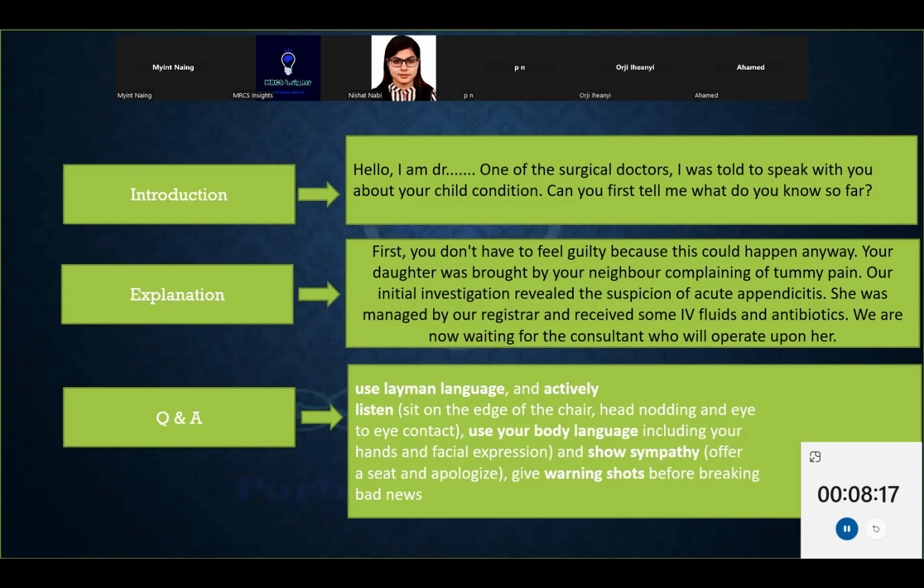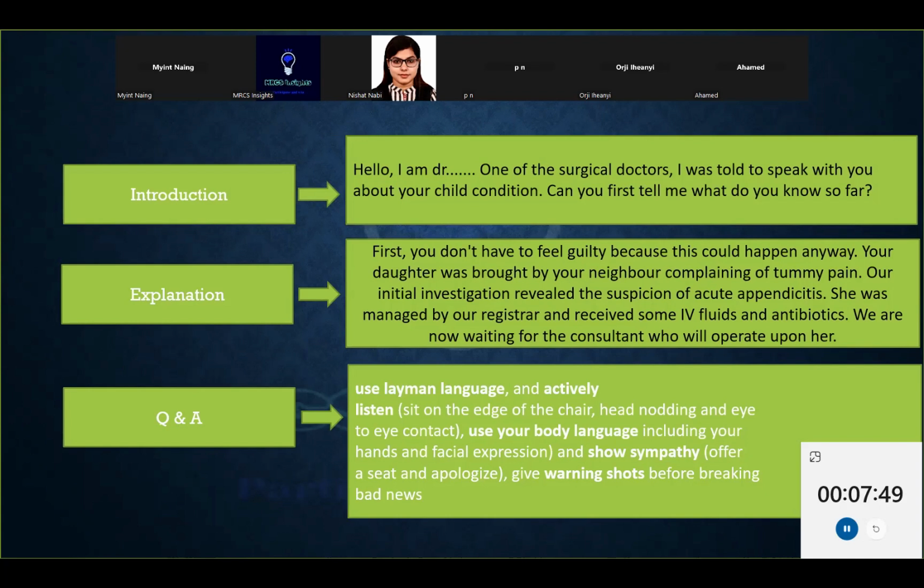Yeah, I can understand how you must be feeling. It must be really difficult for you to see your daughter in this condition. But first, let me explain to you that please don't feel guilty, because even if you were with your daughter, this would have happened anyway. I would like to explain your daughter's condition in detail. Is it okay for you?